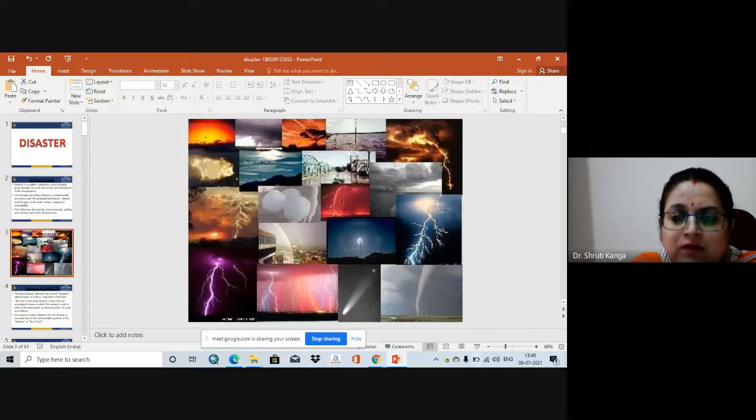So then we have these different disasters where you can see lightning, these other floodings. Okay, thunderstorms, etc. Okay.